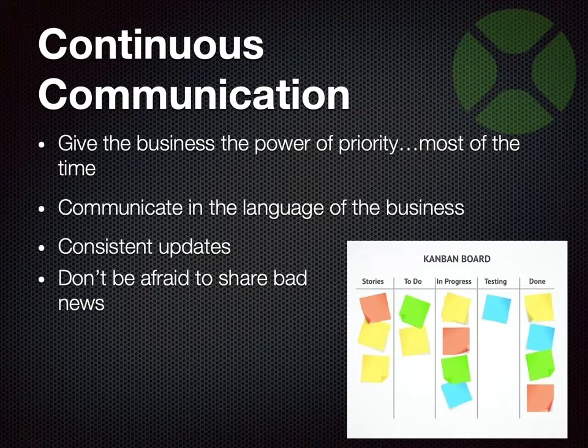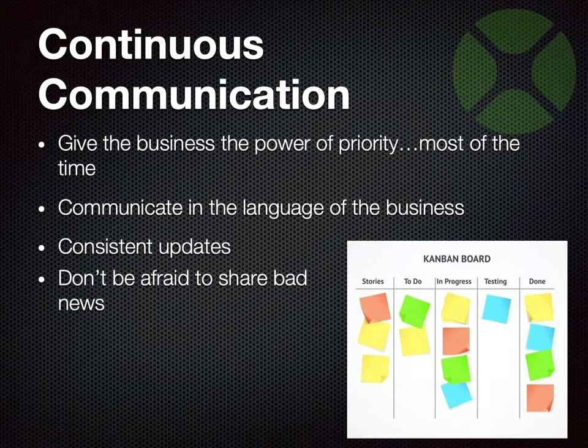The other thing is continuous communication. Constantly communicate with your business. One thing I say here at the top is give the business the power of priority most of the time. If we give them the power of priority, they feel like they're in control. However, at times, we need to override that, right? Where there's some things that we need to do some back-end work, or if we do this first, this other piece is just not going to work, so we need to kind of rearrange things. But giving them the power of priority.